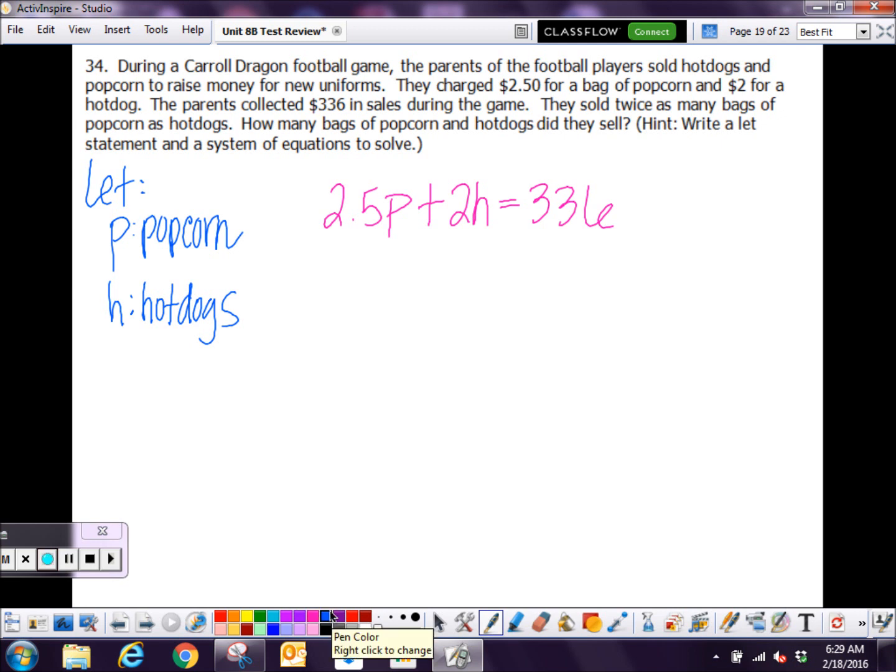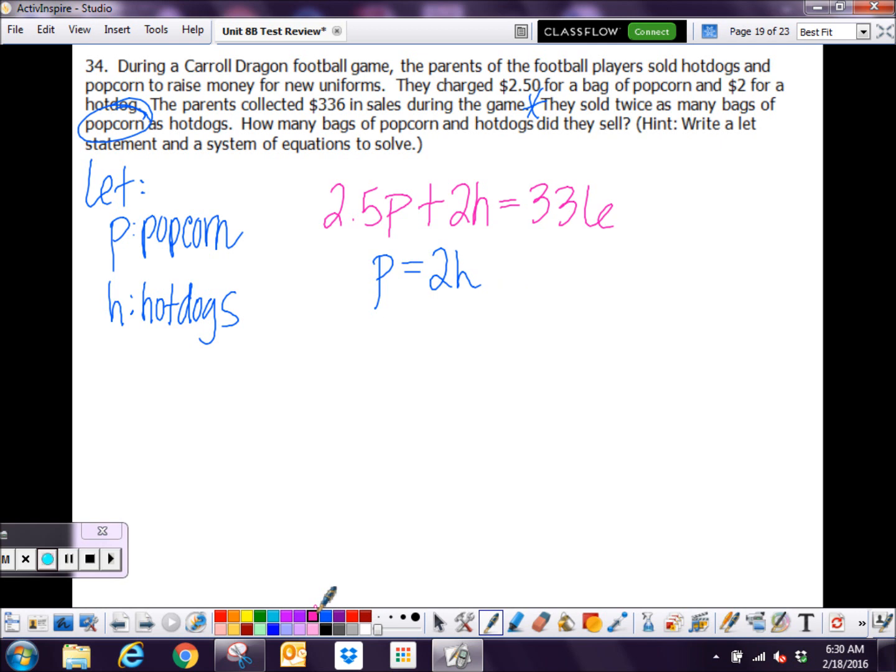Now my next equation comes from this sentence where it starts with they. They sold twice as many bags of popcorn as hot dogs. Now these sentences are a little tricky, so what I say is, what do you see first in that sentence? Do you see popcorn or hot dogs? Okay, well I see popcorn comes before hot dogs. So it's going to be P equals. Whatever you see first in those tricky sentences, it's that equals. So they sold twice as many bags of popcorn as hot dogs, so P is equal to 2H.